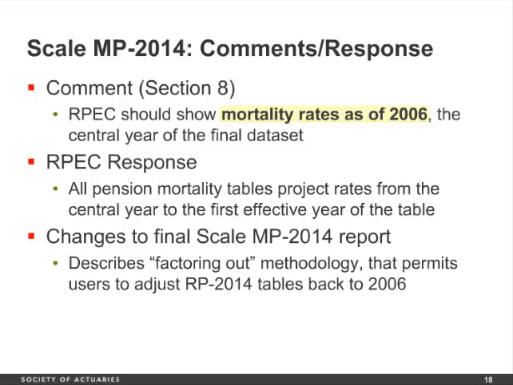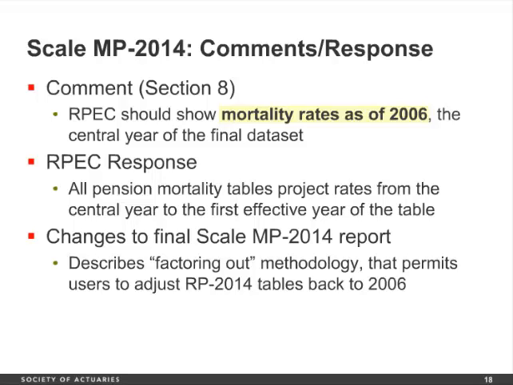RPEC used the MP-2014 mortality improvement rates to get from 2006 to 2014. So to the extent that we now have made it clear about the use of these alternate assumption sets, some might say, well, I don't really want my RP-2014 base rates to have baked into them the MP-2014 rates between the periods 2006 and 2014. And so this particular commenter said, well, how about if we just show mortality rates as of 2006?